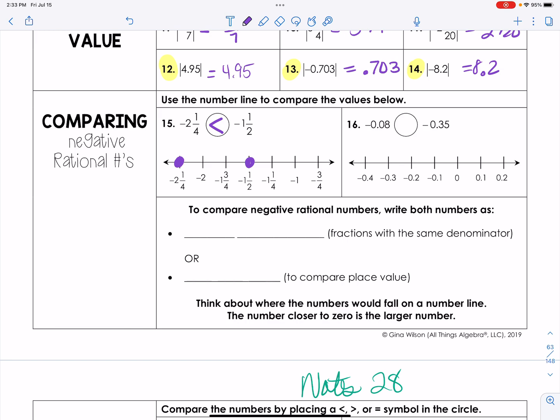Okay, same thing on the next one. 0.08 would be right here. Negative 0.08 would be right there because it's very close to 0. 0.35 would be right here. So that means that this number is actually bigger.